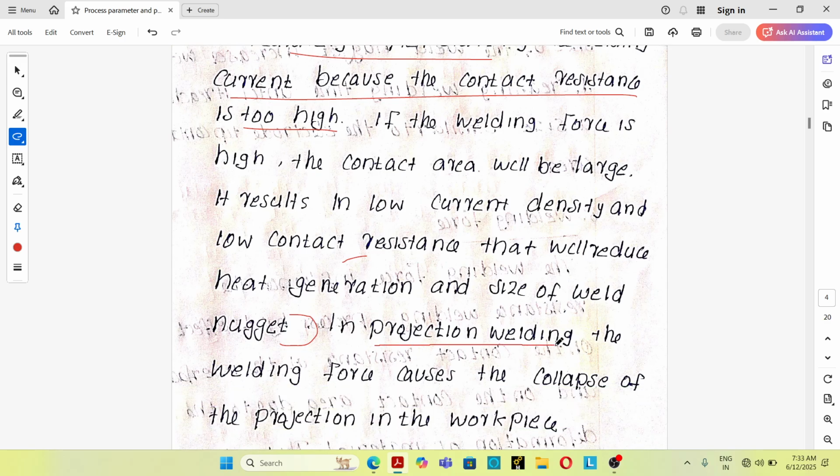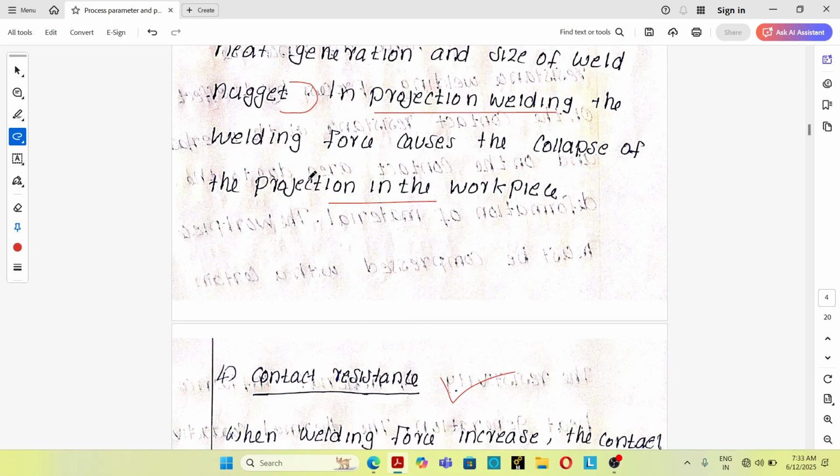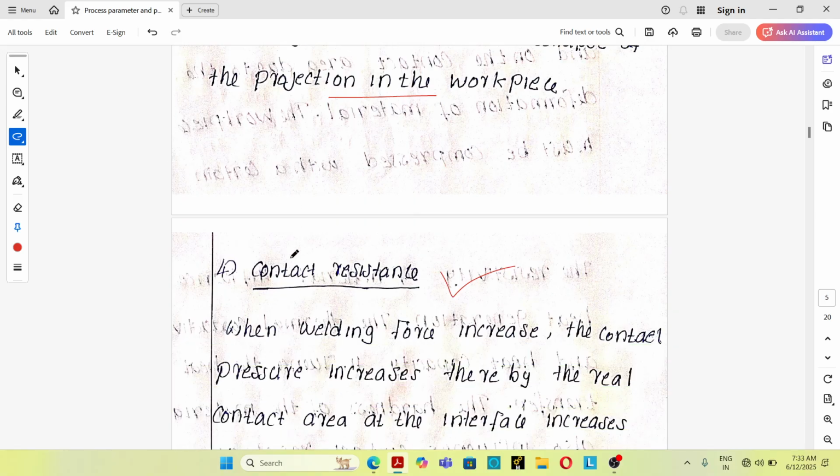So in the case of projection welding, the welding force causes the collapse of projection in the workpiece. In the case of projection welding, if the welding force is high, there is a high chance that the projection will collapse. Okay, so this is the effect of welding force in resistance welding process.